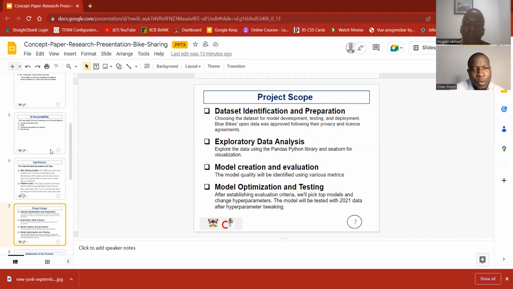Looking at our project scope for this machine learning project, we broke it down into 4 phases that imitate how a machine learning model is supposed to be built. The first one, which we have already started, is data identification and preparation, where our data set was identified and we went through all the formal criteria to get permission to use this data set. Blue Bikes accepted and gave us approval to use this data set as long as we follow their data and licensing agreements.